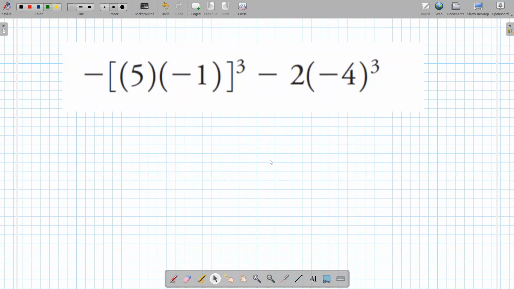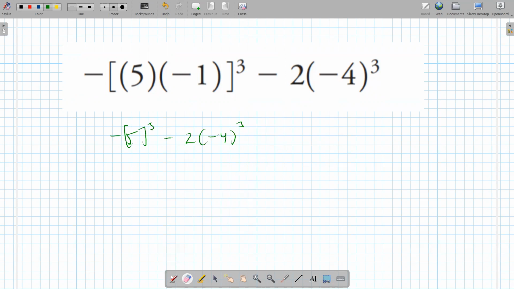What do we do first? 5 times -1. So that is -5, right? And then -5 to the power of 3. Yeah, -5 to the power of 3 minus 2 times -4 cubed, like that. That's good. And that's it, right?